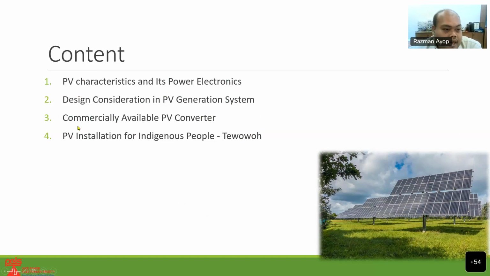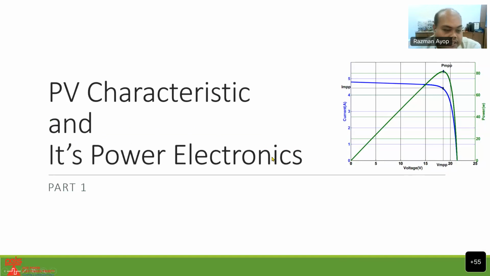And third part, I will show you the commercially available PV converter. And last one, I will show you the PV installation for the indigenous people, which is in Tewowoh, Mersing, Johor. So this is the first part, which is the PV characteristic and its power electronic.